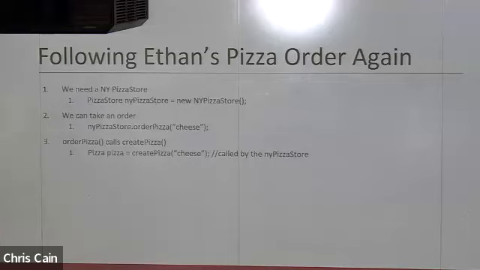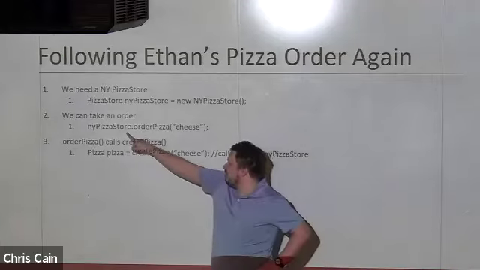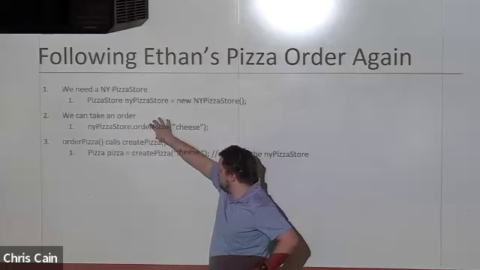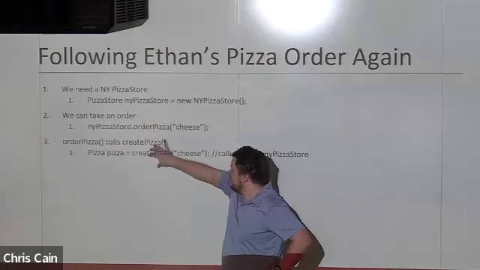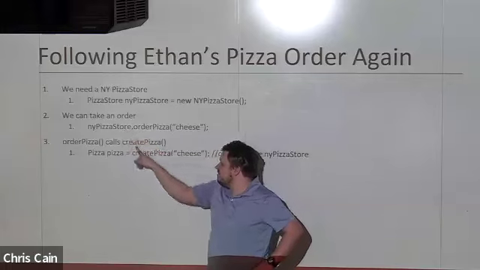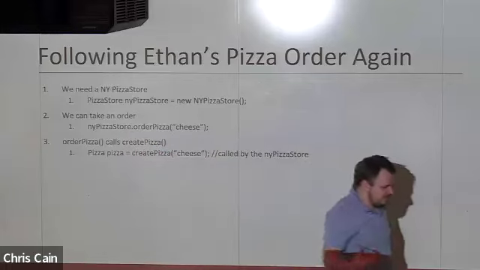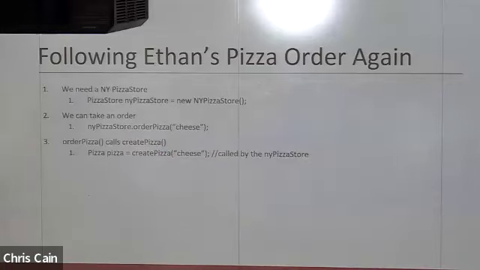Here we don't need to know where it came from, right? Because this order pizza is already being called on a New York pizza store object. So when we call order pizza it just creates a pizza, but it knows where it's coming from, a New York pizza store. So it can propagate that information. It's on the ticket, basically. It's handed to the create pizza. So since it's called by the New York pizza store, we know that we're going to get a New York style cheese pizza.